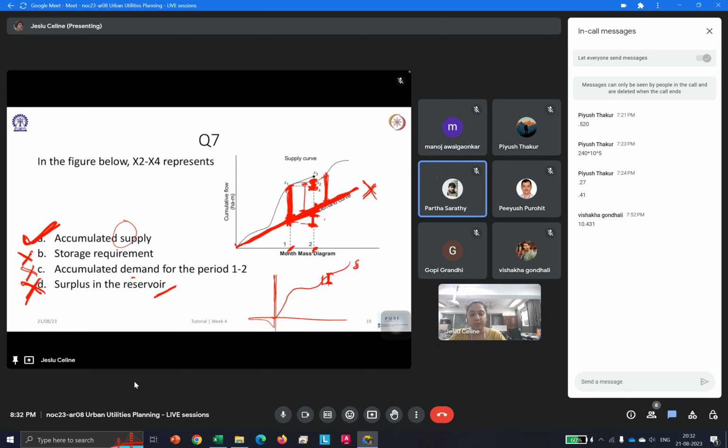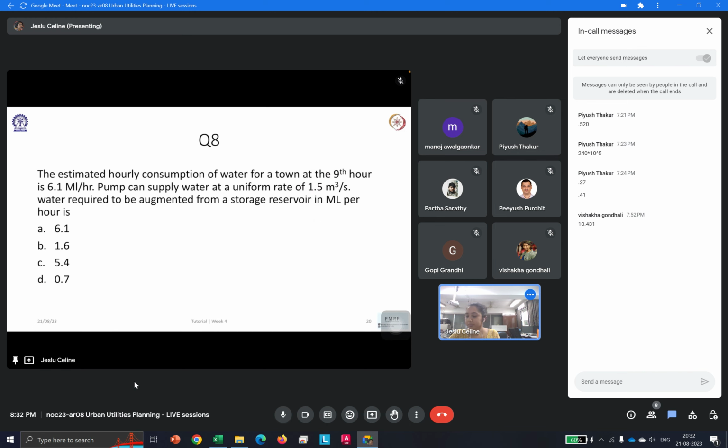Yes, ma'am. Okay, we'll proceed on to the next question. So this is also a calculation. The estimated hourly consumption of water for a town at the ninth hour is 6.1 million liters per hour. So per hour it's given, for one particular hour. It's said that for the ninth hour it is 6.1 million liters per hour.